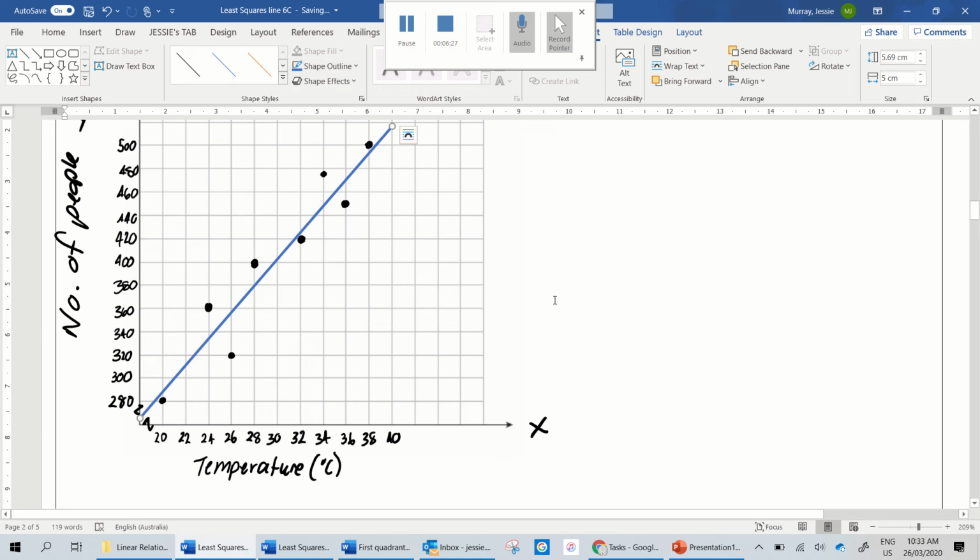Now, you can see the restrictions to doing it by eye because everyone's graph is technically going to be slightly different. Okay, yours could have been on a bit more of a slope. It's going to be roughly the same, but there is room for error.